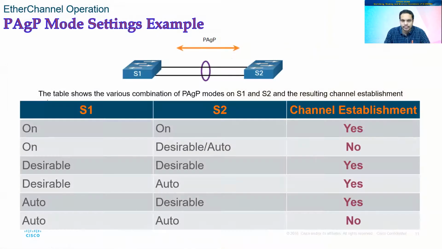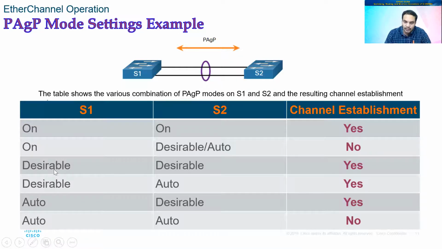Now I'll show you this. Imagine there are two switches, S1 and S2, and these are all the modes on S1, and these are the modes on S2. First, let us take the first instance. If both links are set on and on, the channel establishment will be done, though no protocol is used. Now, if one is set on and the other is set as desirable or auto, the channel establishment will not be done, because once the S1 side is set as on, there are no PAGP packets that are going to be exchanged. So it doesn't matter what the other side is, unless it is on, your channel will not be established.